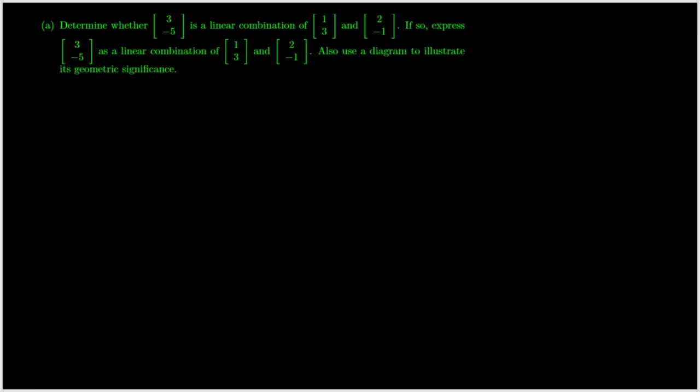To determine if the vector, so now let's say 3, -5, these are vectors in R2. Now let's say we're trying to determine if the vector with two components, 3, -5, is a linear combination of the other two vectors. We're trying to look for two numbers: a scalar, a number before the vector 1, 3, and another number before 2, -1.